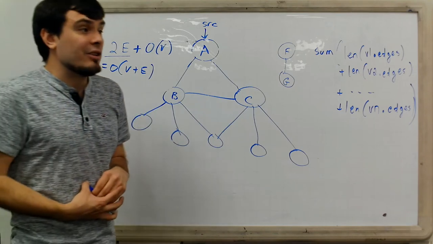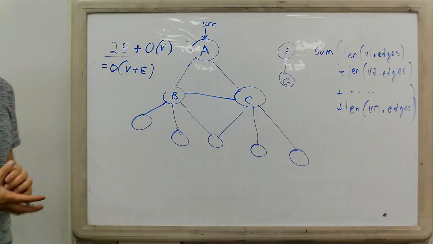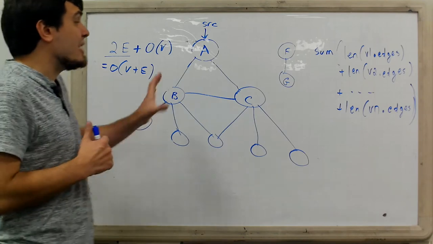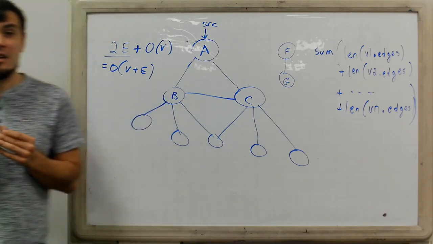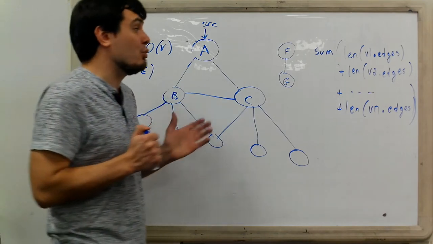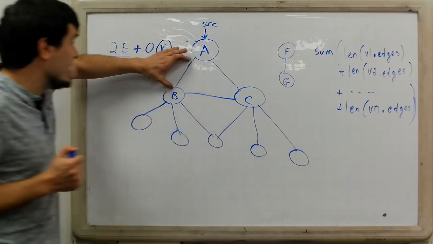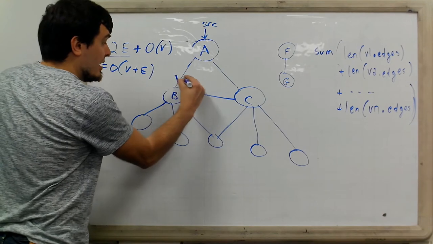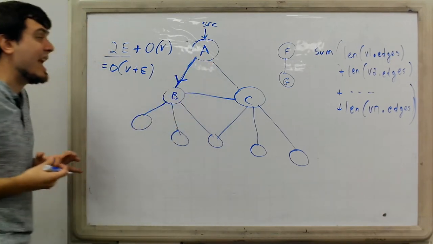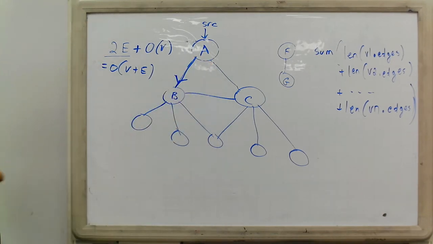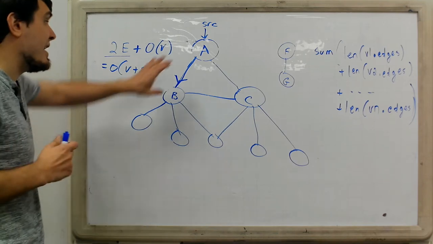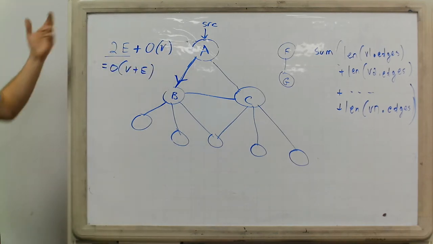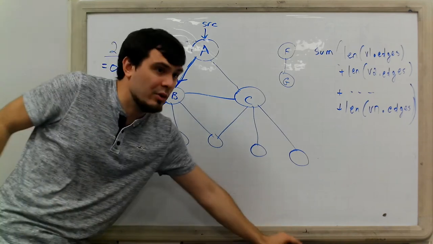In the case of a directed graph, it'll actually be more efficient, because an edge appears only once in one adjacency list. If this edge is directed like this, it will only appear in A's adjacency list and not in B's, because it's outbound from A. So then it'll just be E here. But you can see that the big O is about the same.